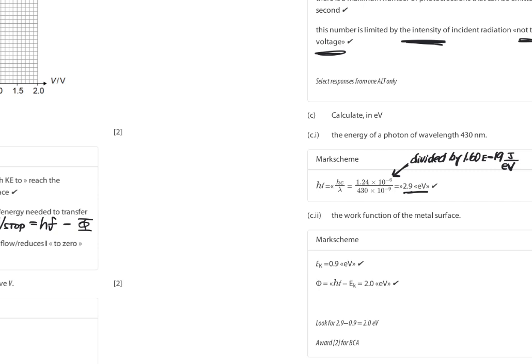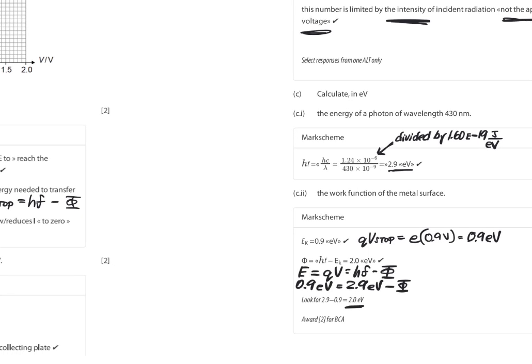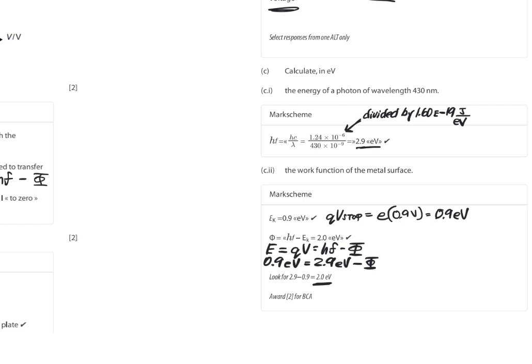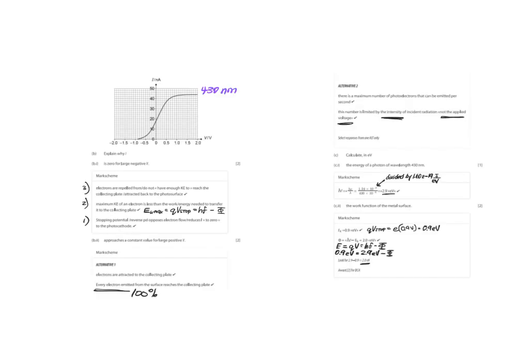Then they want the work function of the metal surface, and so the energy is Q V-stop. We noticed earlier that V-stop is 0.9 volts, or technically negative 0.9 volts. And so for the work function, we have energy QV, which is hf minus the work function. We know that the QV from before is 0.9 eV. We know that the energy of the photon is 2.9 eV. It said that in C-I. And so the difference, being the work function, is 2 electron volts. And that was number 5.